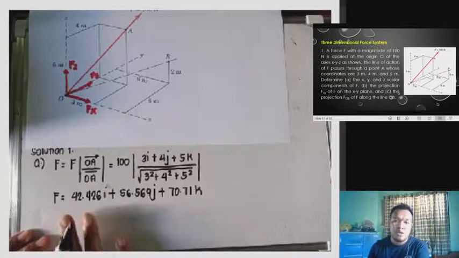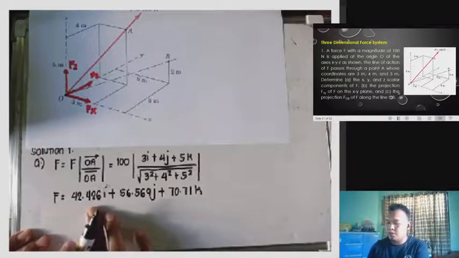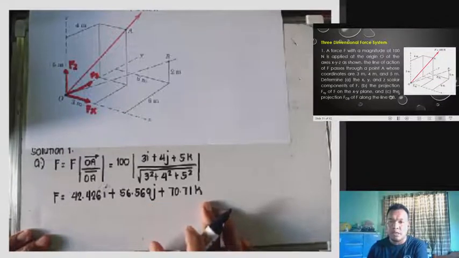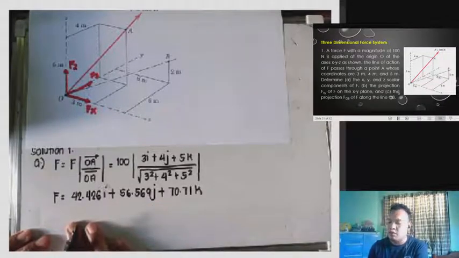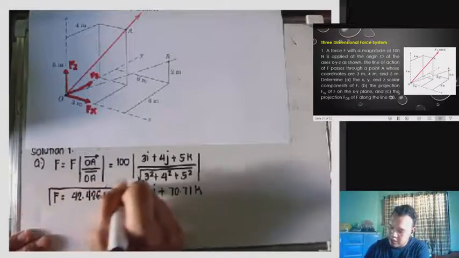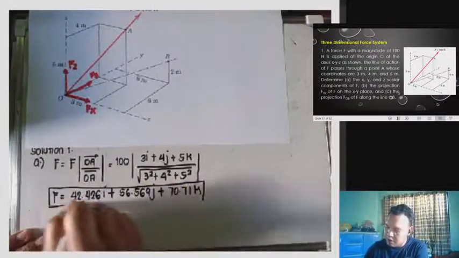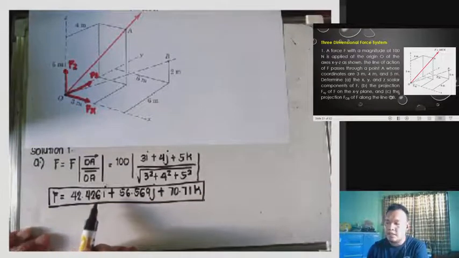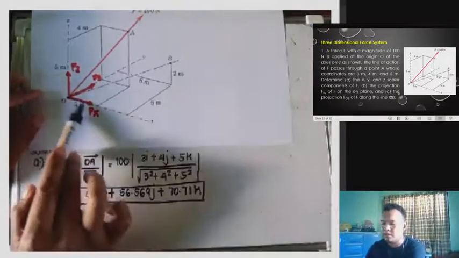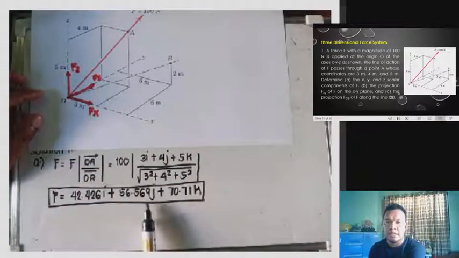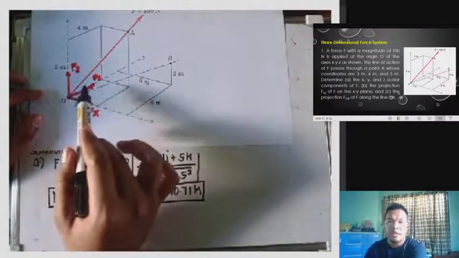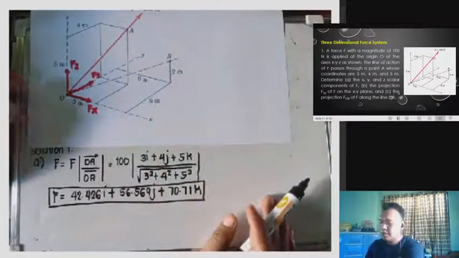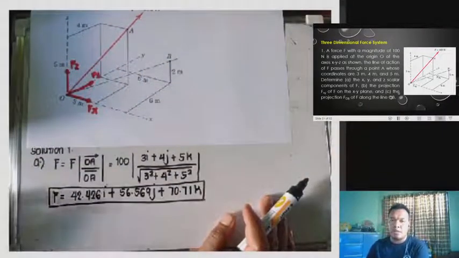Okay, so this F is equivalent to 42.426i plus 56.569j plus 70.71k, which is the scalar component of F. Okay? So if this is the scalar component of F, therefore, the value 42.426i is Fx, this Fx. Then 56.569j is Fy. Then this 70.71 is Fz. Okay? So, that is the answer to letter A.